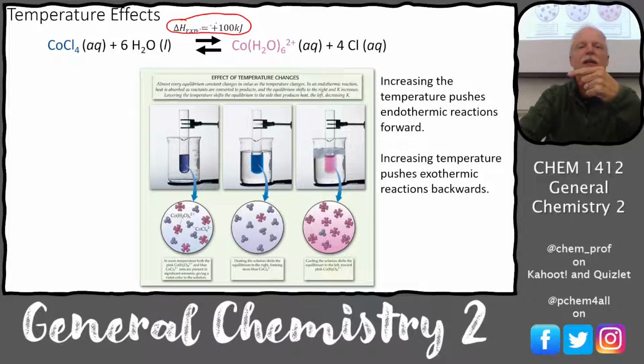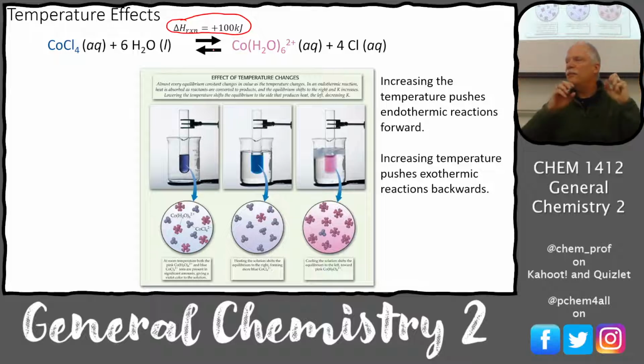Does that make sense? So if I raise the temperature of this reaction, I have more joules, so this is going to push it to the right because it's an endothermic reaction. If I add more temperature, then that temperature is going to go into the reaction and shift the equilibrium to the right. What if it's an exothermic reaction? It'll go backwards. So you think about that.